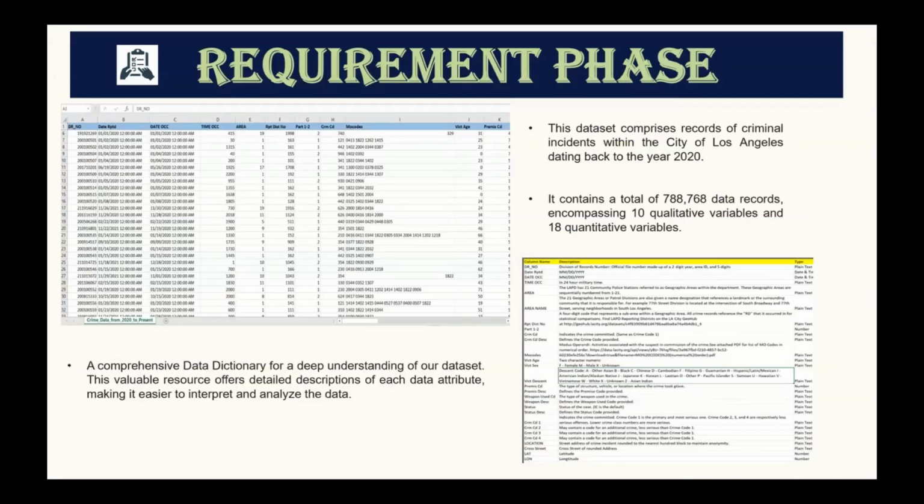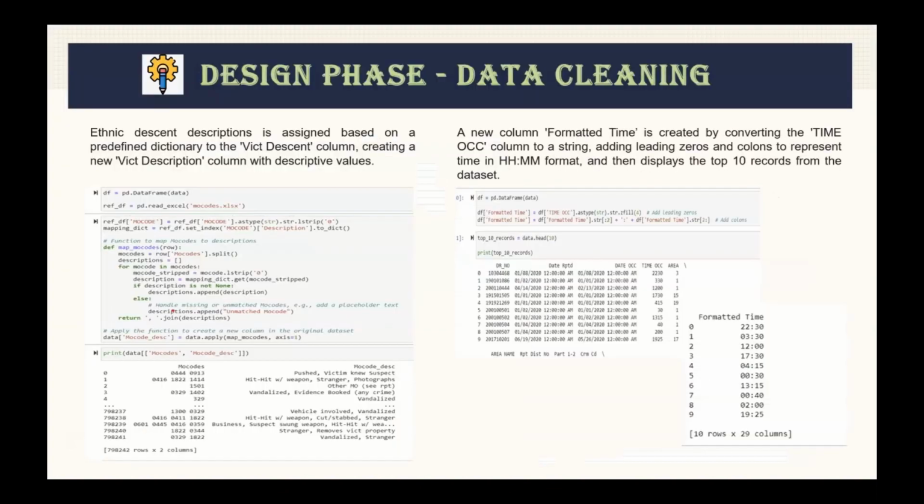And the requirement phase. So basically, this data set comprises all the criminal records in the city of Los Angeles dating back to the year 2020. It contains around 8 million records. And after that, a comprehensive data dictionary is prepared that includes a detailed description of each attribute, making it easier to interpret and analyze the data.